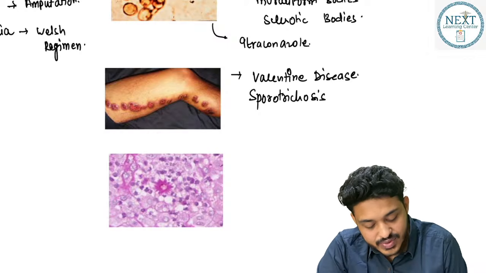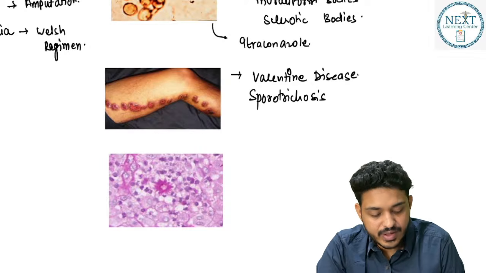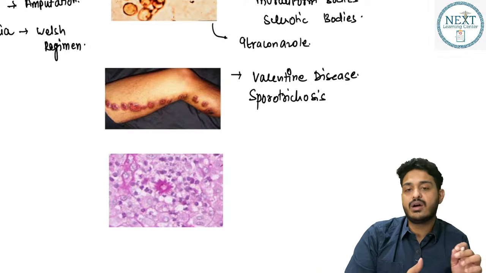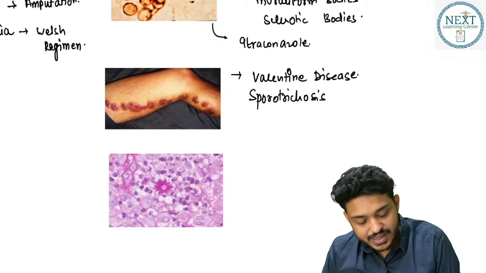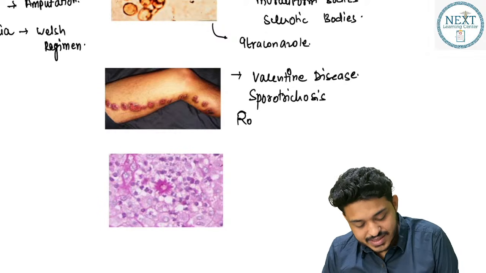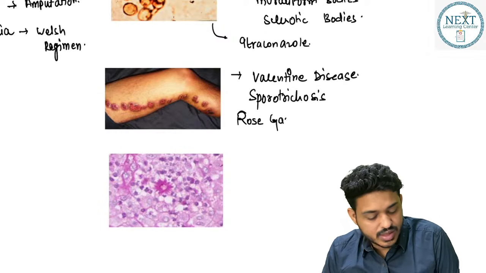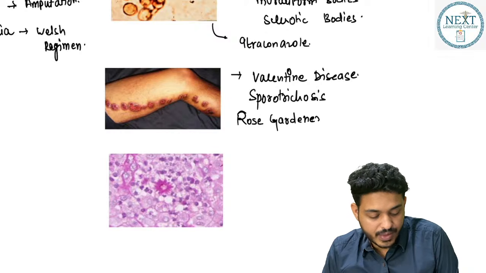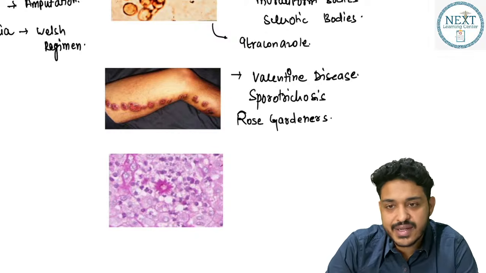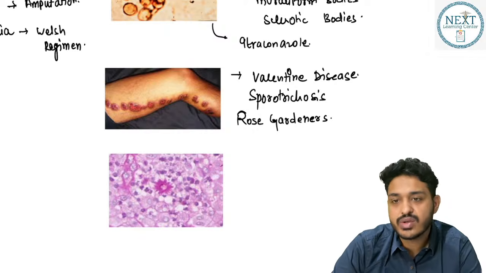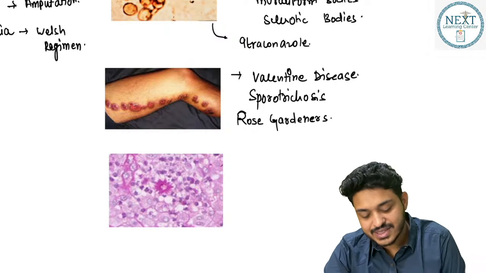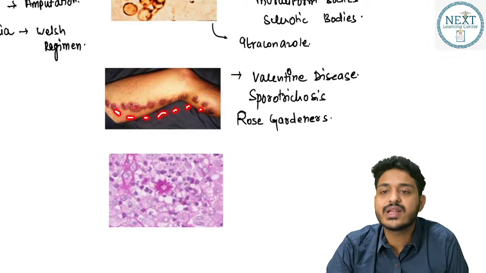Here, what are the things we have in sporotrichosis? You will have it due to a thorn prick injury, Rose Gardener's disease. This is also known as Rose Gardener's, also known as Valentine disease. After that, you will start to have development of a lymphocutaneous lesion, right? And this lesion will be moving in this particular fashion.